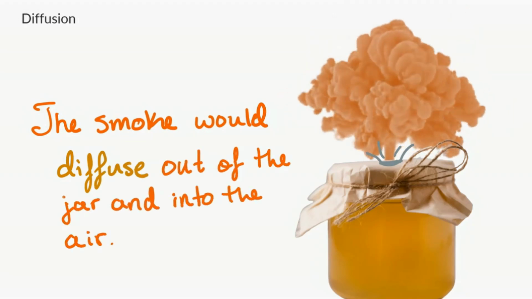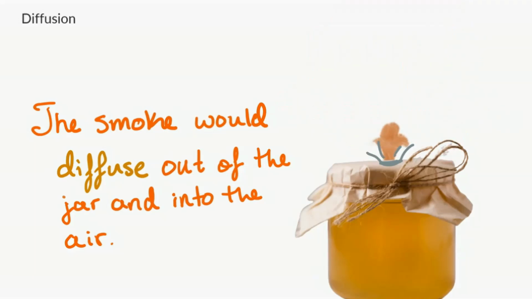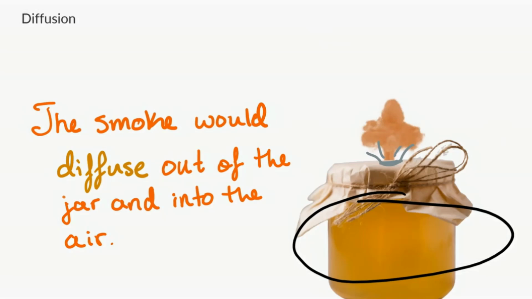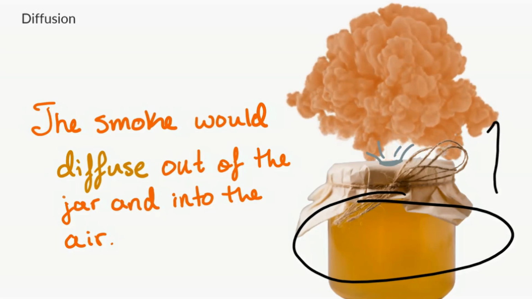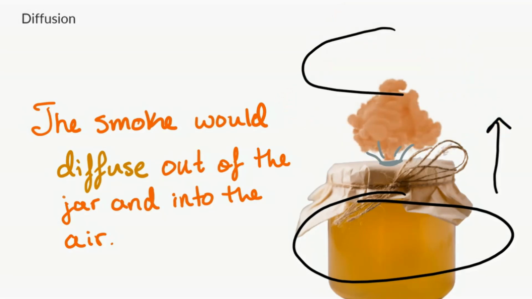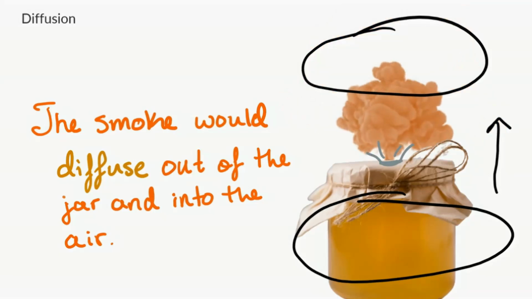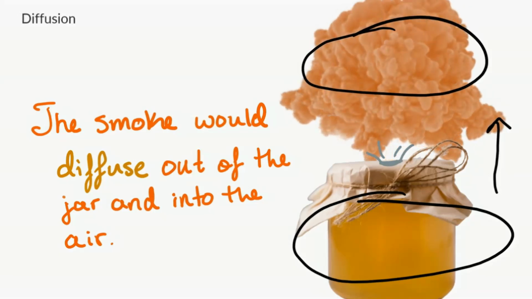The smoke particles are moving from an area of high concentration of smoke, there were originally more smoke particles in the jar, right? To an area with a low concentration of smoke. There were originally less smoke particles in the air. So the smoke is diffusing into the air.